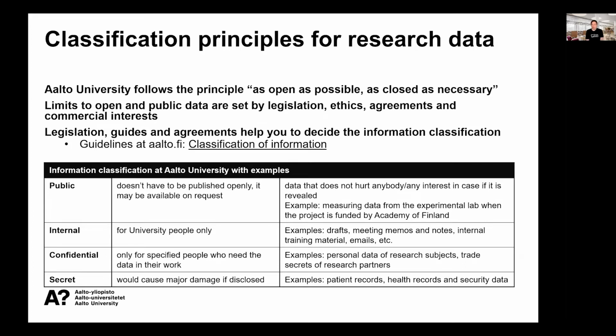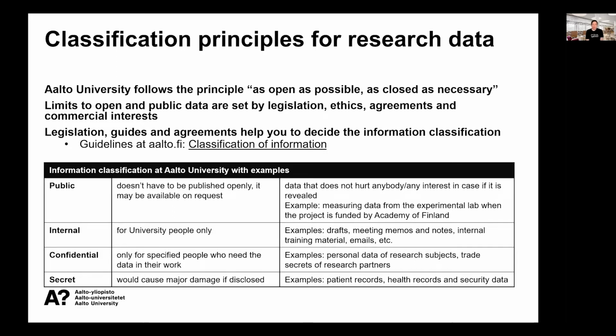And here is an example from Aalto University. We follow the principle as open as possible, as closed as necessary. So for any research data that cannot be open, there's a reason that it has to be closed. And for example, in Aalto University, we have 4 levels to classify the research data. It may be public, so if it's practical data that doesn't hurt anybody, or there's no interest if it gets revealed, but it doesn't have to be published openly.